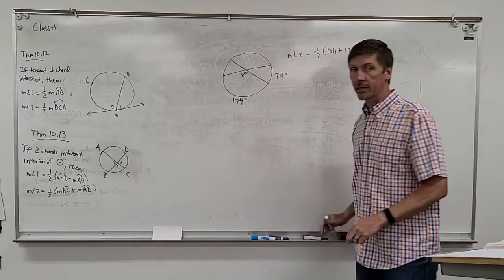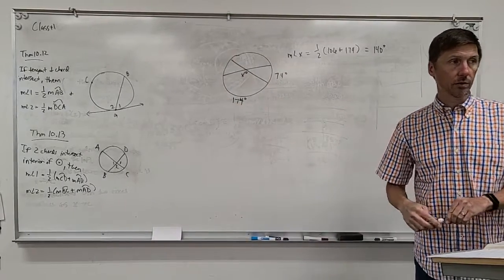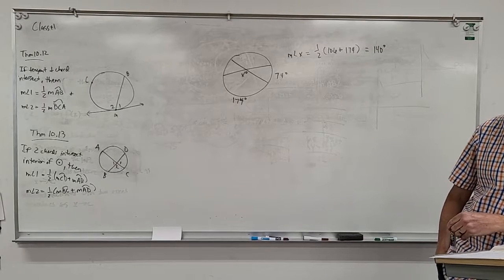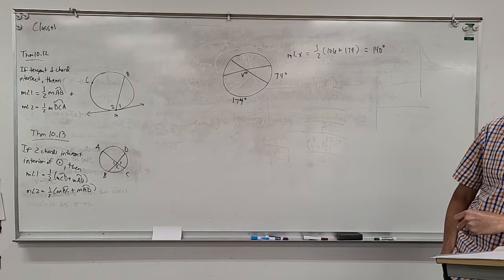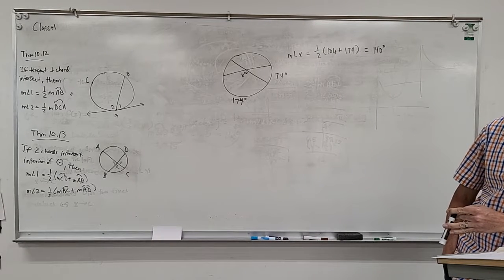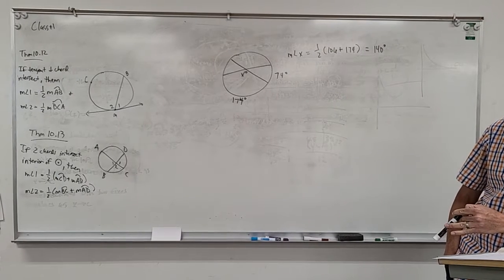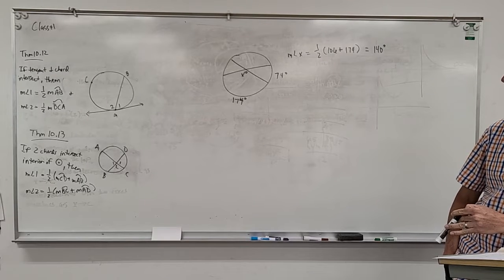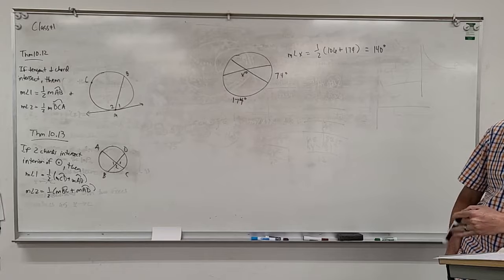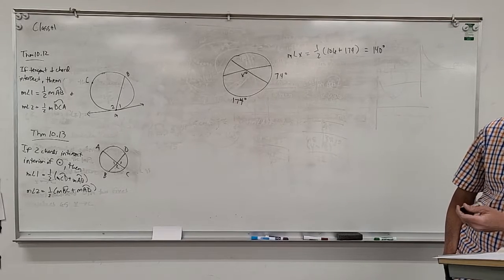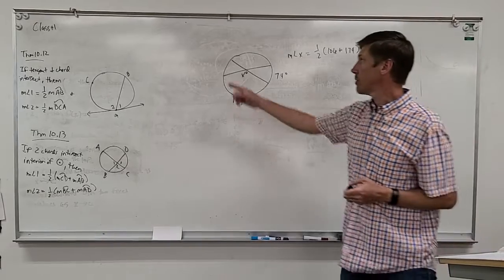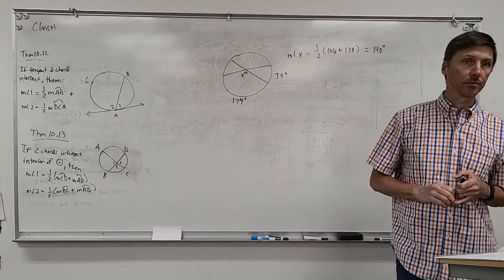What if it had looked like that? Could we have found X? No, we can't. We don't know anything about those other angles. Since we don't have a diameter or something that would tell us that it's perfectly cut in half or something like that, we don't know enough information to know what's going on with these two angles here. Okay?